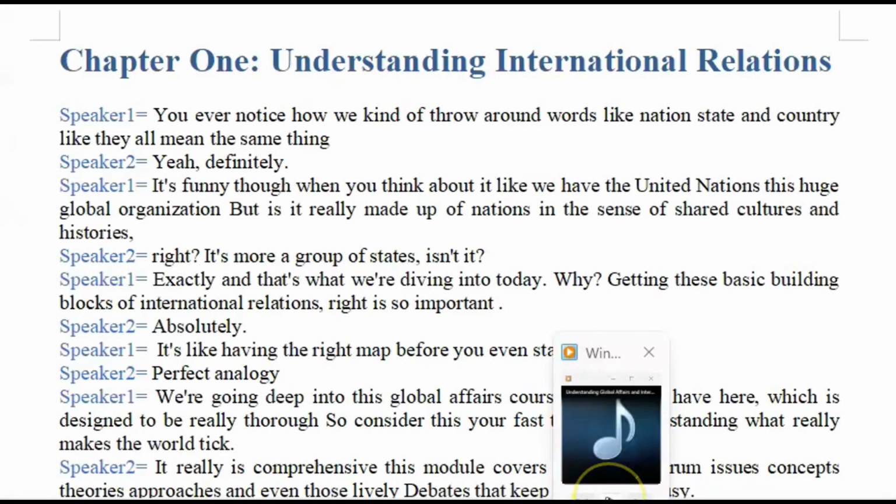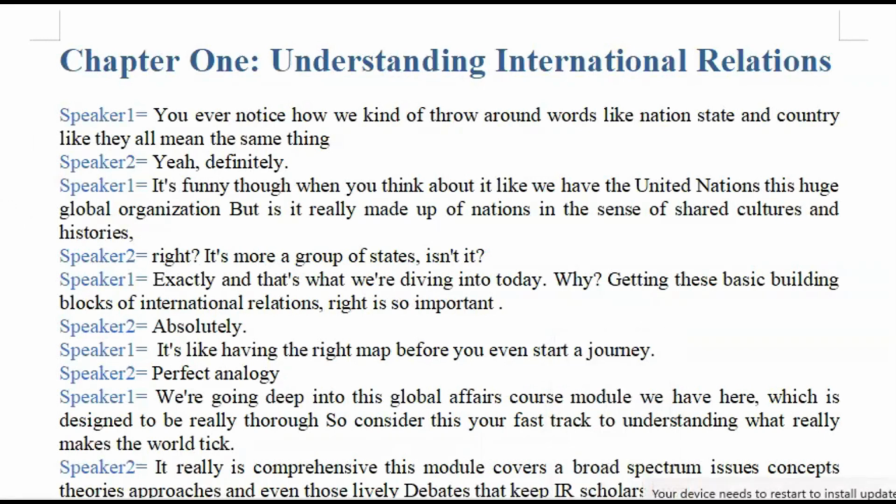You ever notice how we kind of throw around words like nation, state, and country? Like, they all mean the same thing. Yeah, definitely. It's funny, though, when you think about it, we have the United Nations, this huge global organization, but is it really made up of nations in the sense of shared cultures and histories? Right. It's more a group of states, isn't it?